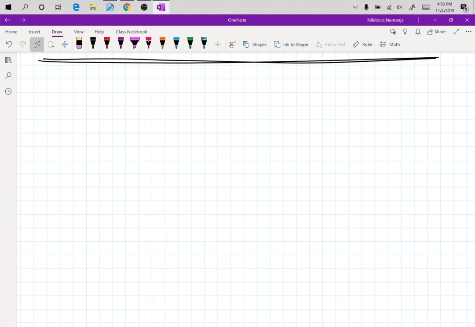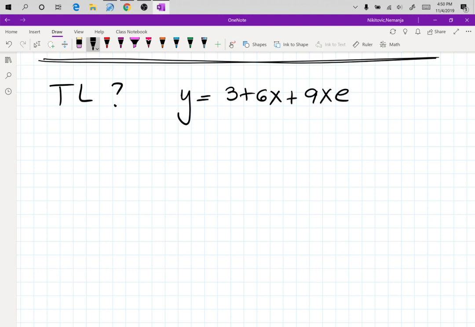So the equation of the tangent line. We are looking for the tangent line. Find the equation of the tangent line to y equals 3 plus 6x plus 9x e to the x, at a equals 0. Do I have the function correctly? Yeah, 3 plus 6x plus 9x e to the x, a is 0.